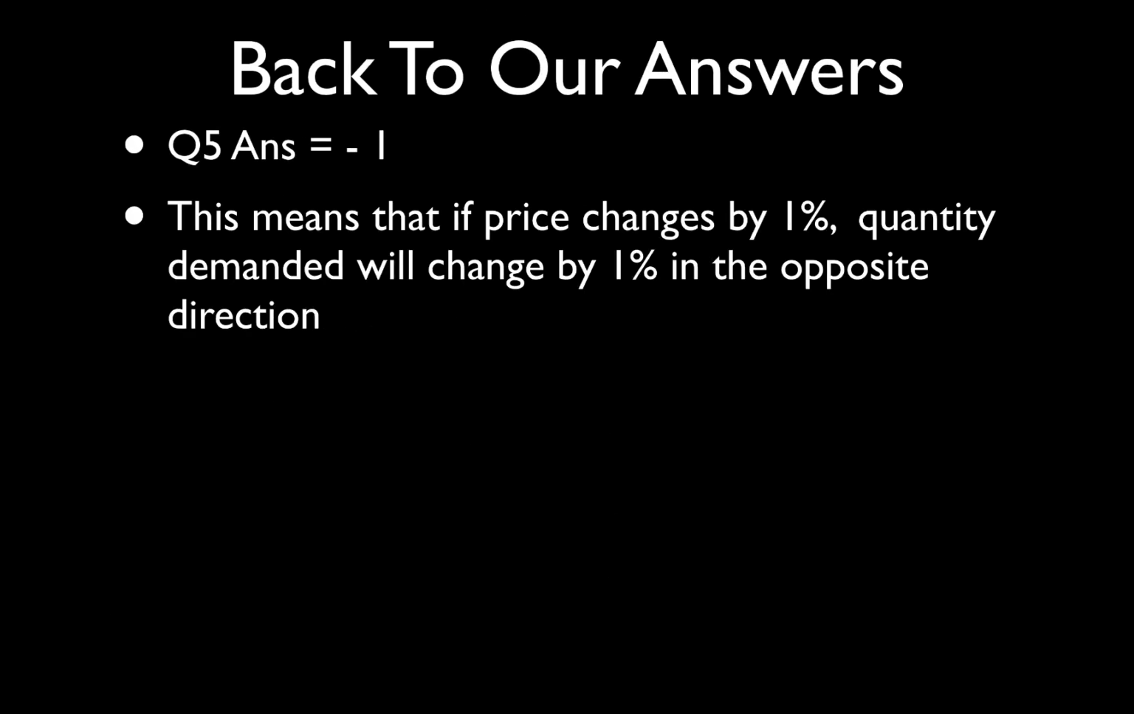And an answer of -1. This means that if price increases by 1%, quantity demanded will fall by 1%. But conversely, if price falls by 1%, quantity demanded will rise by 1%. How do we know it obeys the law of demand? Because of the minus sign. The minus sign just means it is a normal good and as such obeys the law of demand.